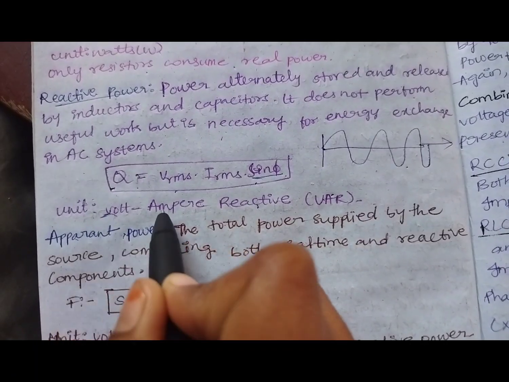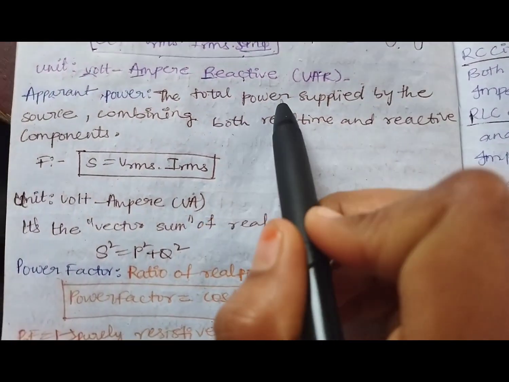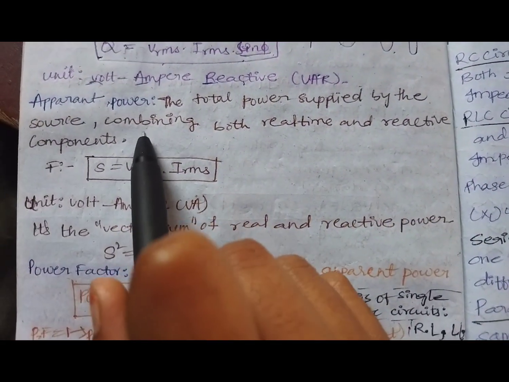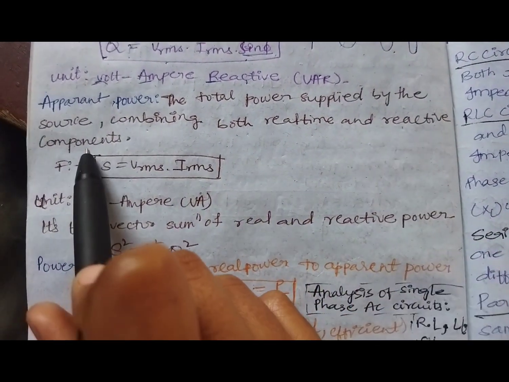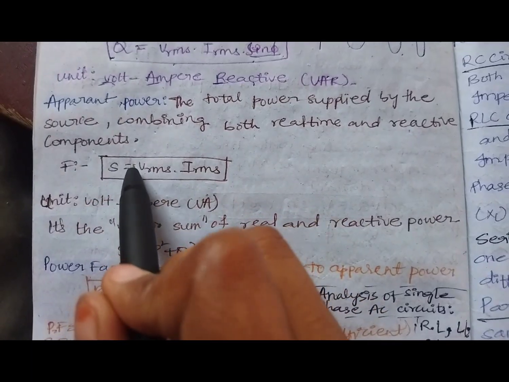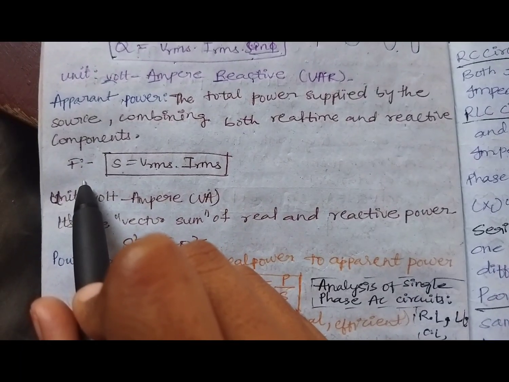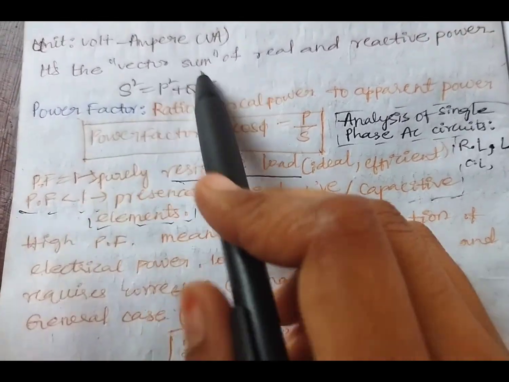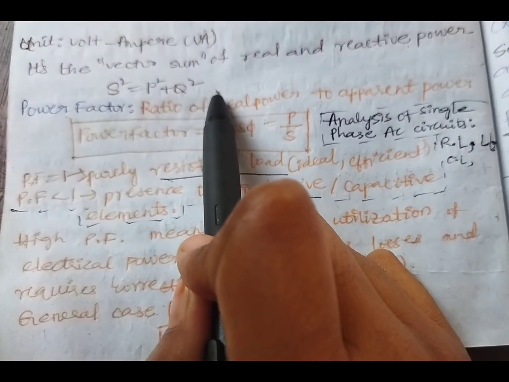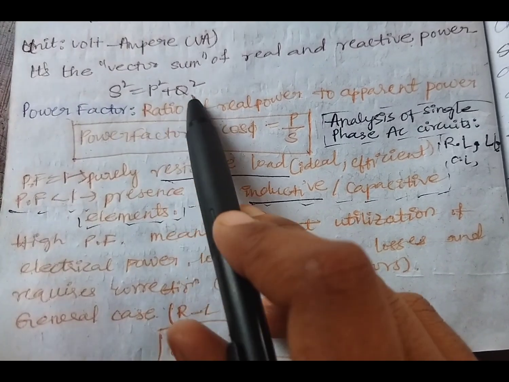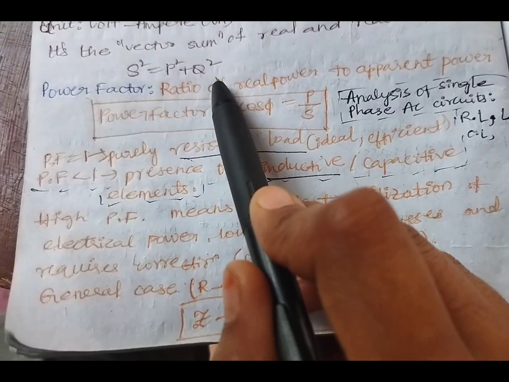First letters of all these concepts. Apparent power is the total power supplied by the source or circuit, combining both real power and reactive power. It is represented with S. The product of VRMS and IRMS is known as apparent power. It is the vector sum of real and reactive power. Squaring the terms, we get S squared equals P squared plus Q squared, where P is the real power and Q is the reactive power.